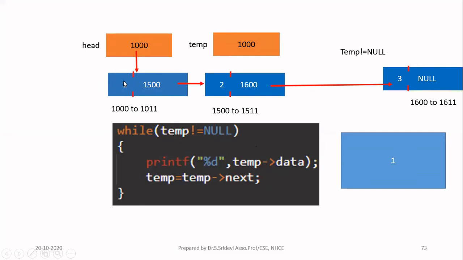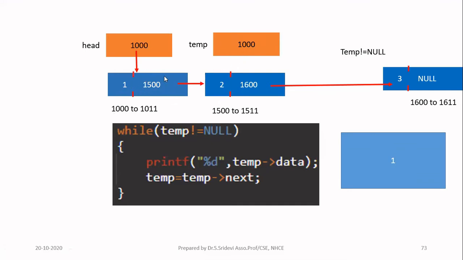So how to access the data? First time, if you see, temp is 1000, I want to access this one. This one is available in the data field of 1000. So I have to write temp arrow data. I have to print it. After printing it, I have to make temp point to the next node, because next time I want to print this too. For that, I need the address of this node, that is 1500 should be stored in temp.